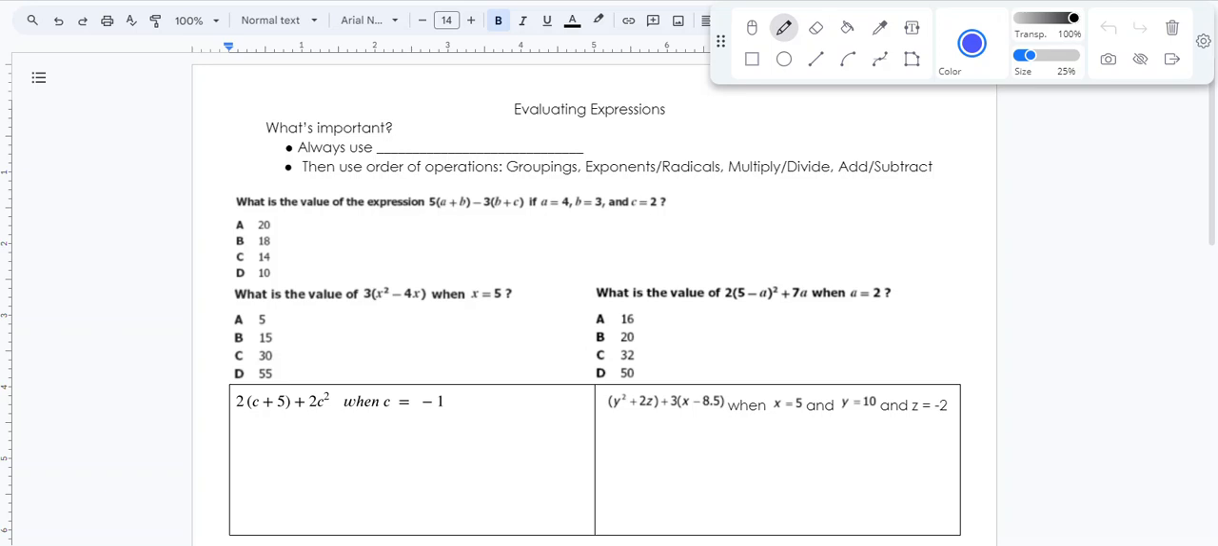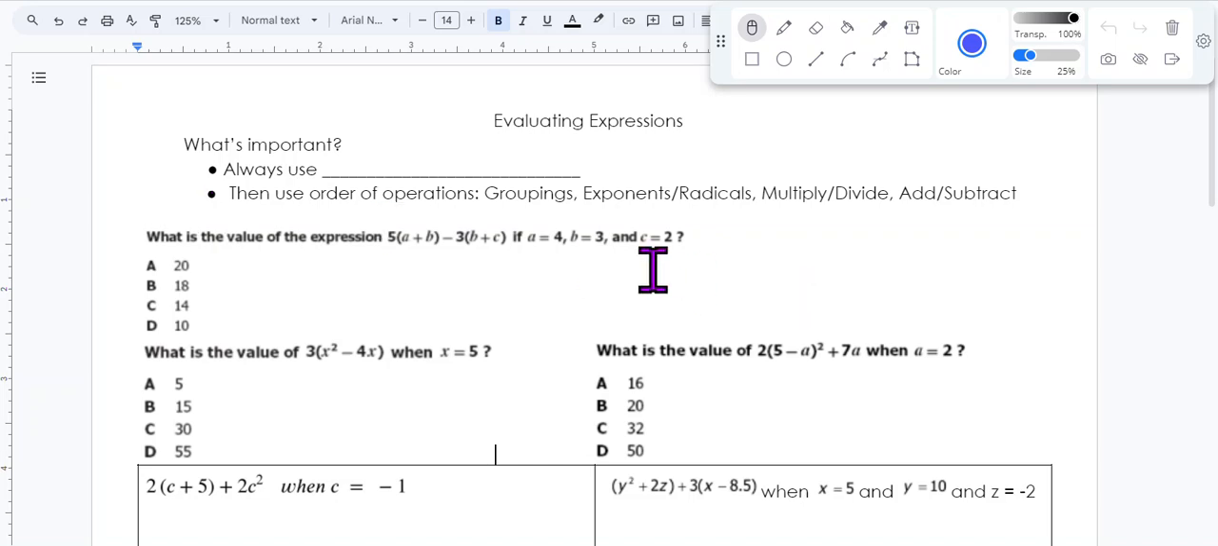Hello, welcome to math. All right, today we're going to learn how to evaluate expressions. Okay, so evaluating expressions is when you have variables inside of different problems, and it tells you what the variables equal, and you have to substitute those values in for each variable.